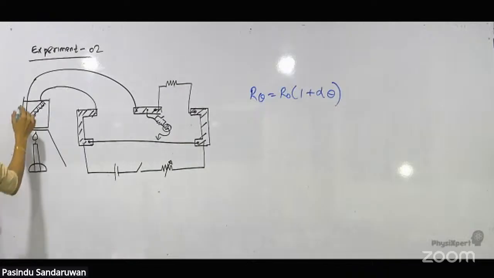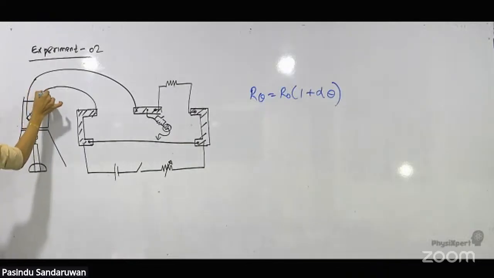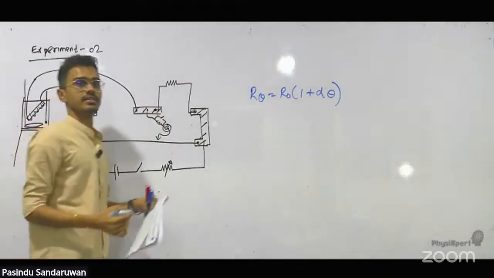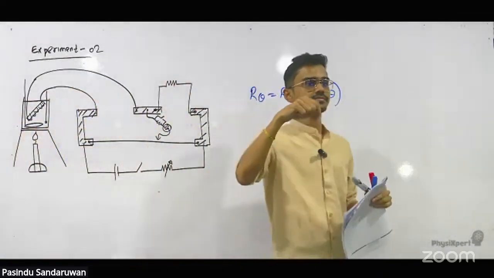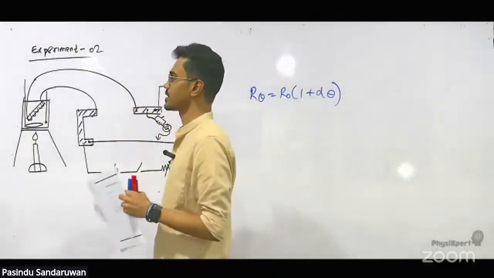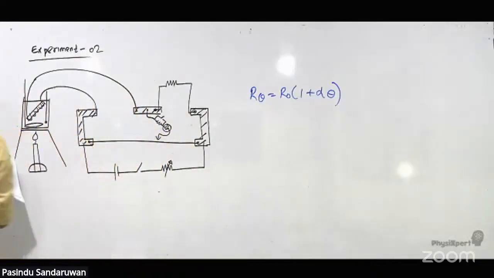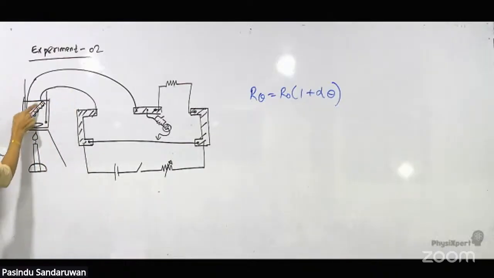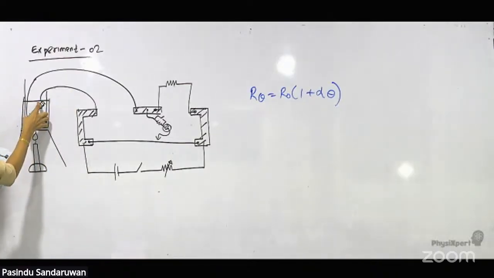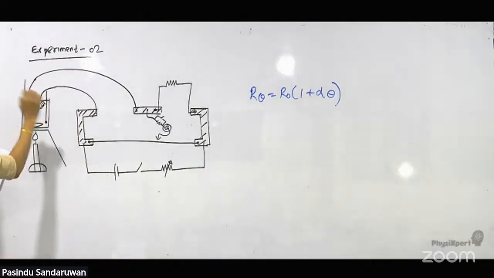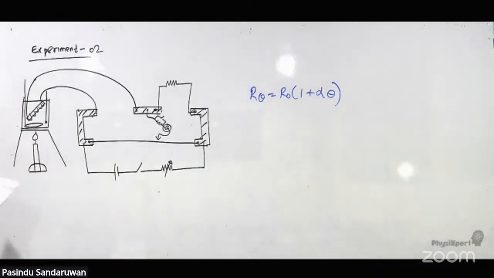To measure the temperature, we need a thermometer, and to make sure the heat is distributed uniformly throughout the volume, we have to stir. The wire that you are going to use to find alpha is here. The copper wire is connected, and the switch is turned on.